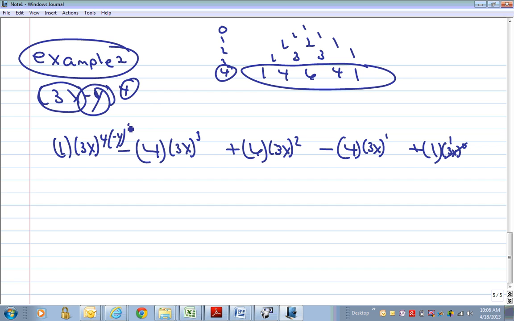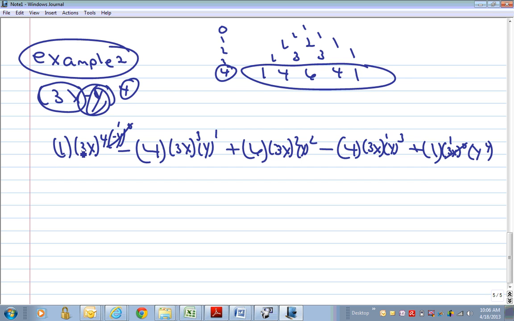And I would have the 0 power, which I'm going to cross out and make a 1. I would have, I don't know, not negative y, just y, sorry. Then I would have y to the 1st, y squared, y to the 3rd, and finally y to the 4th. All right, let's go ahead and clean all of this up.